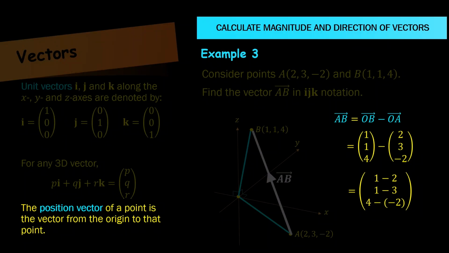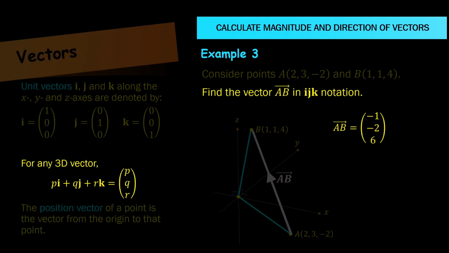And therefore AB equals (1 - 2, 1 - 3, 4 - 2), which equals (-1, -2, 6). In ijk notation, this is represented by -i - 2j + 6k.